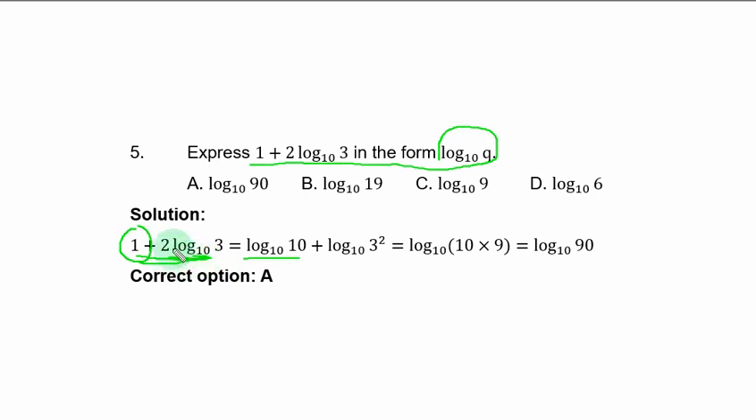So by power law, you can take this 2 back to become power to this 3, and that is what you have here. Since the bases are the same, you can now multiply. So you have log 10 times 3 squared is 9. That is 10 times 9 base 10. And that is log 90 base 10. A is the correct option.